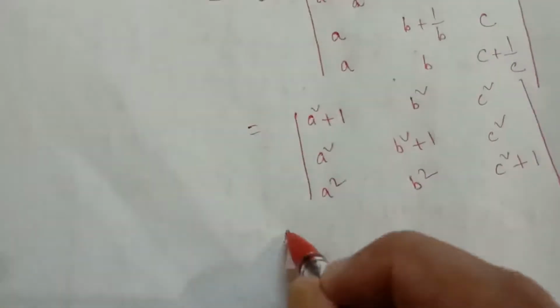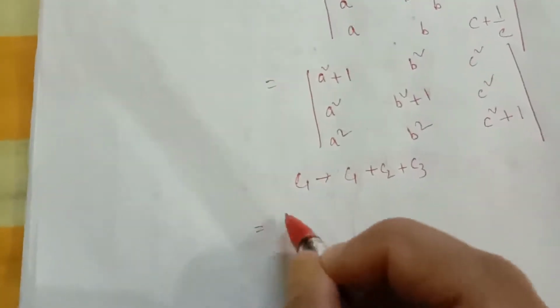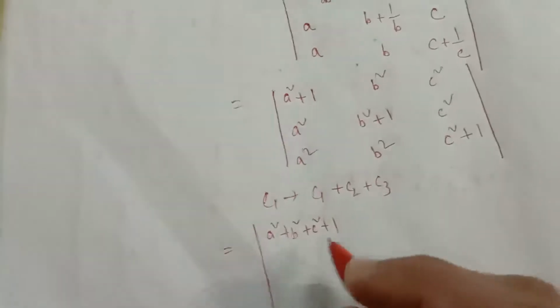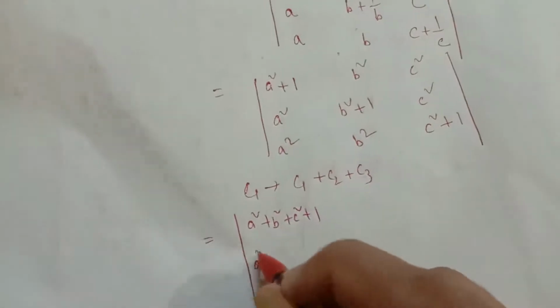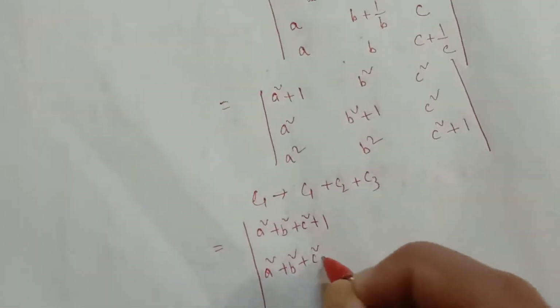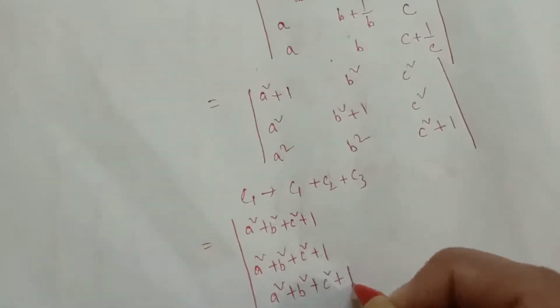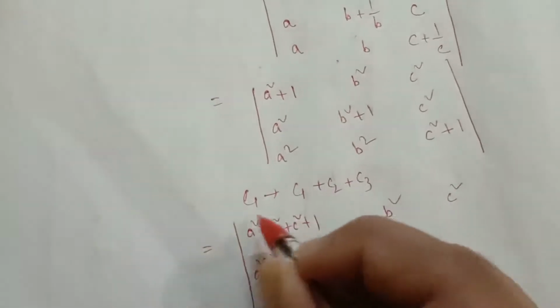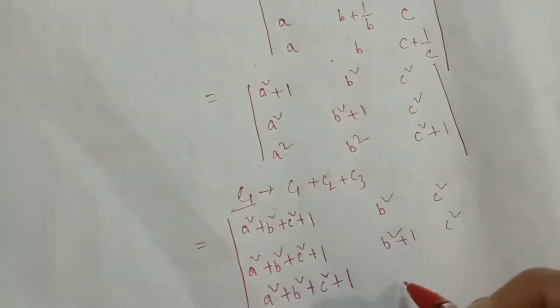So, replacing c1 by c1 plus c2 plus c3, this element will be a square plus b square plus c square plus 1. Sum of these three, again sum of these three will be a square plus b square plus c square plus 1. These two will remain unchanged as we have replaced only c1. So c2 and c3 will be same as it was.